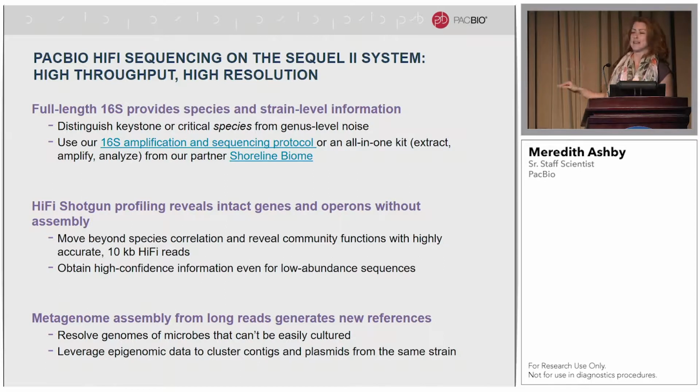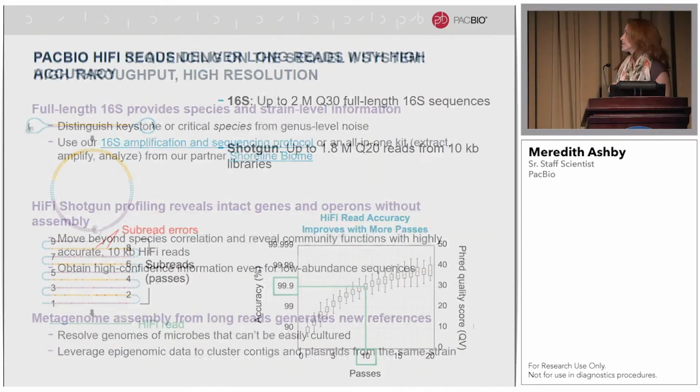And then finally, closely connected to HiFi sequencing, you can also do assembly. So while the HiFi reads are accurate and long enough to yield information on their own, you can assemble them further using Canu or the assembler of your choice. And this is really great when you need to resolve the genomes of microbes that cannot easily be cultured. And I'll have some examples of that as well. And then finally, you can use that assembly oftentimes maybe paired either with Hi-C data or epigenomic data to further pull together contigs and also associate plasmids and viruses with specific hosts within your complex community.